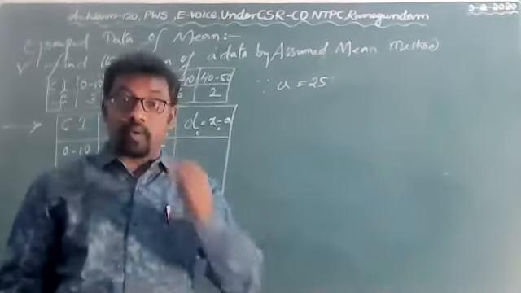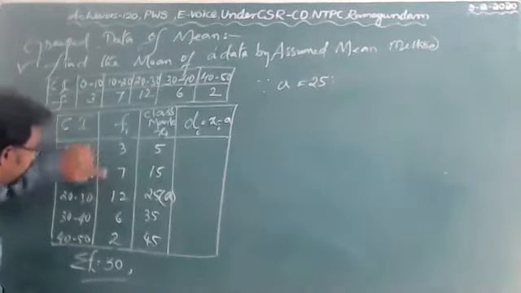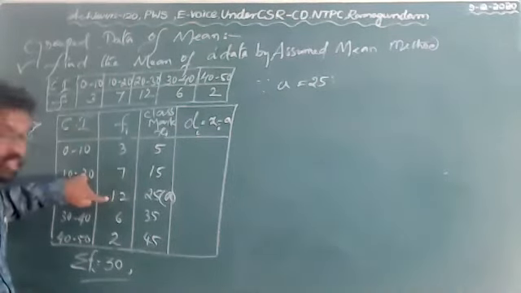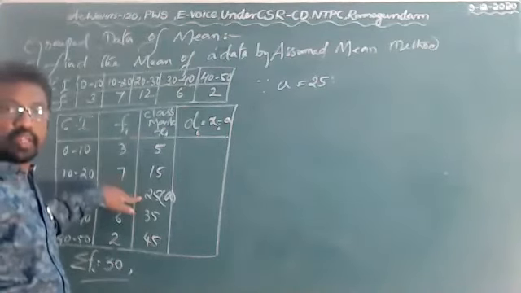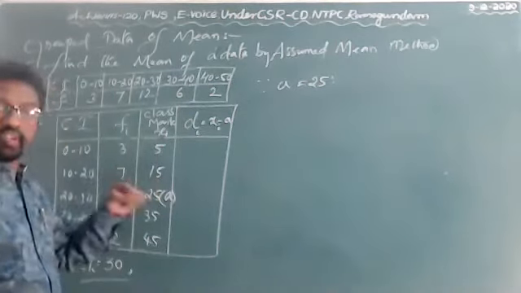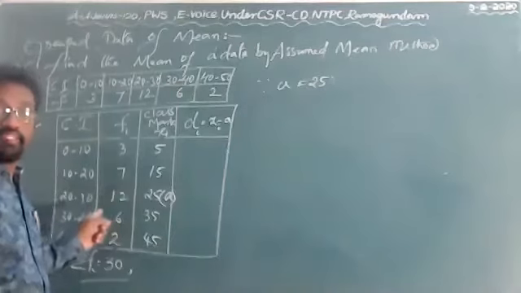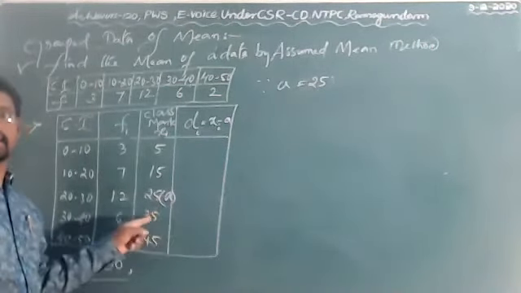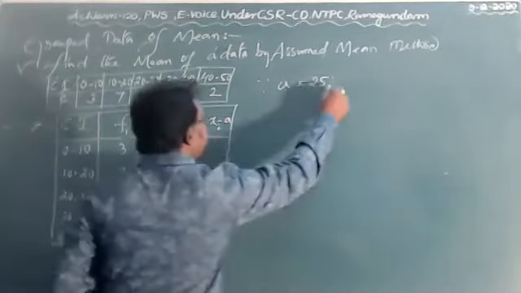That's what you have to take. A is equal to where the maximum value in the frequency is. The 12 is the maximum value in the frequency. If you take this one as A, the calculation part will reduce and become very easy. So I am taking A is equal to 25. You also take it like that. Where the maximum value is in frequency, in that straight row in class mark, take it as A. Okay, children. Now A is equal to 25.